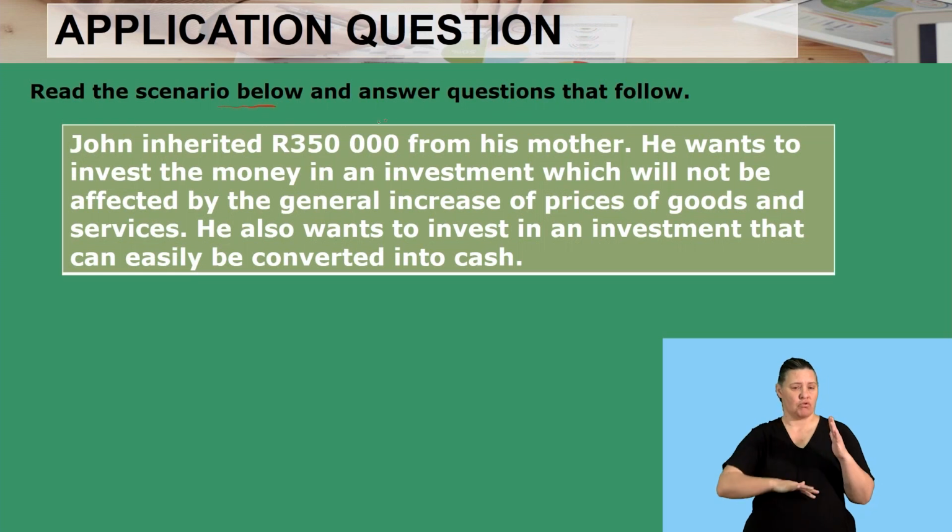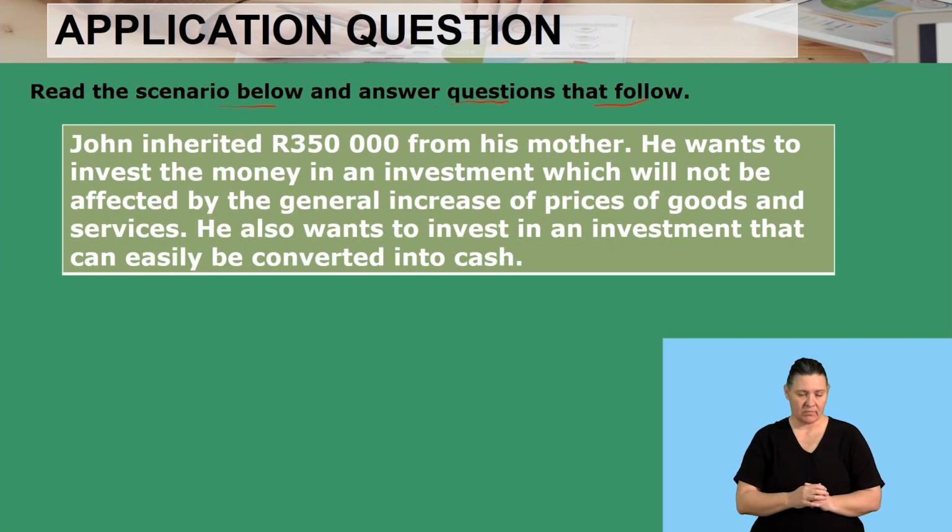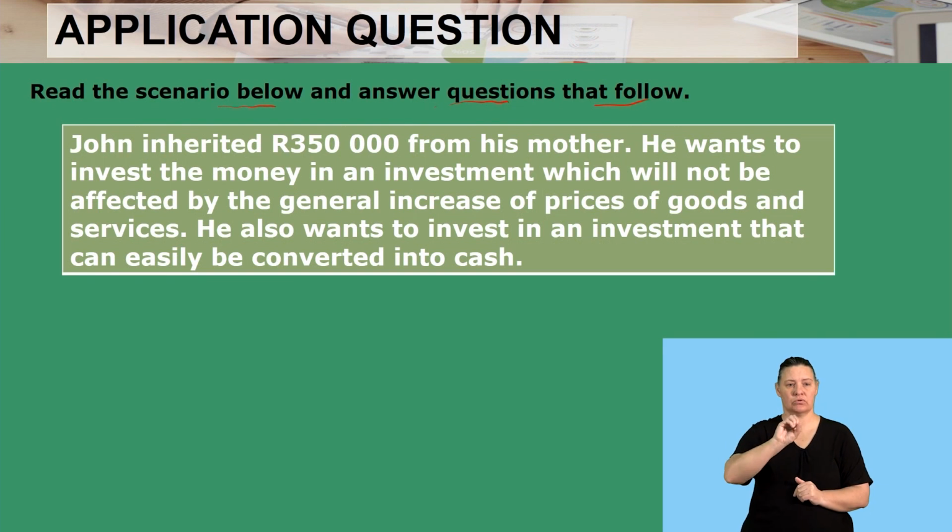Now we'll be looking into application questions based on the investment securities. We have a scenario, and the instruction is to read the scenario below and answer questions that follow. We have John here. John inherited 350,000 from his mother. I would love to be John because that 350,000 is a lot of income. But remember, it has to be used wisely.